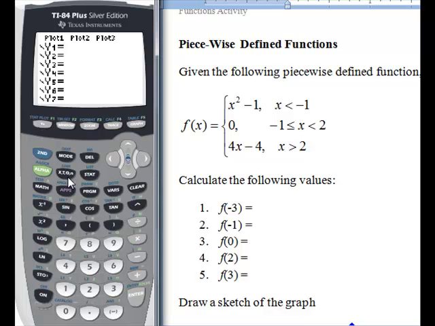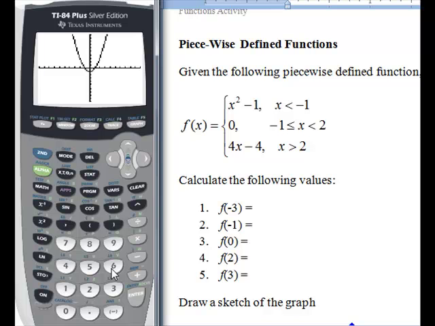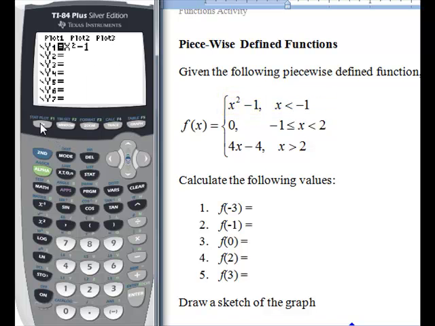Now, if I graph x squared minus 1, and we'll do all this in a standard window to start, and we might change it as we go. Zoom 6 will always put you in a standard window. I get the whole function, but the way a piecewise defined function works is it's only x squared minus 1 when x is less than negative 1. So I need to put that in there, and that's what I'm going to show you how to do.